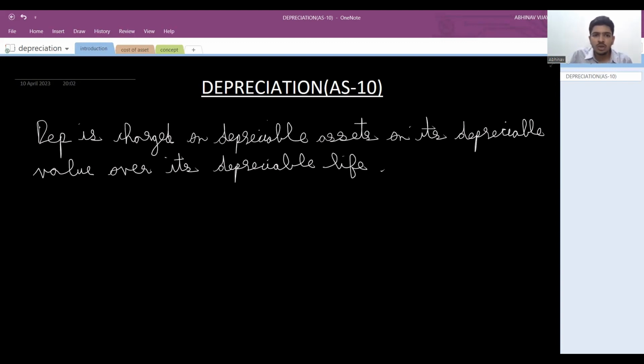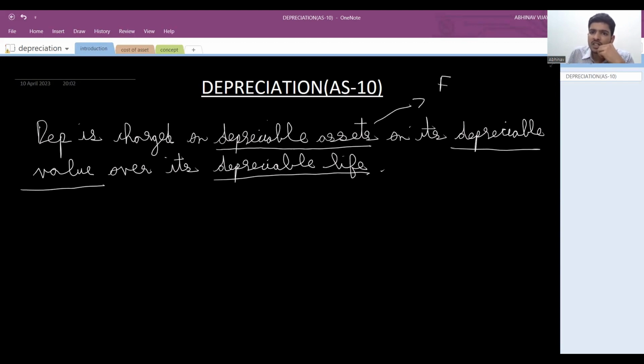So, underline depreciable assets, depreciable value, and depreciable life. These three are the key terms that need to be understood before I proceed. So, what is depreciable assets? Write this down. Depreciable assets is basically any fixed asset.